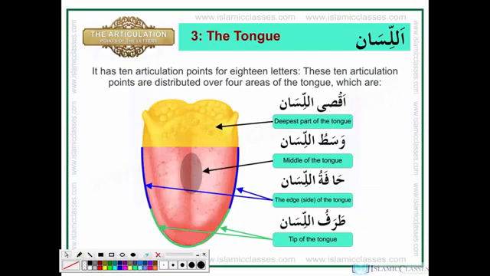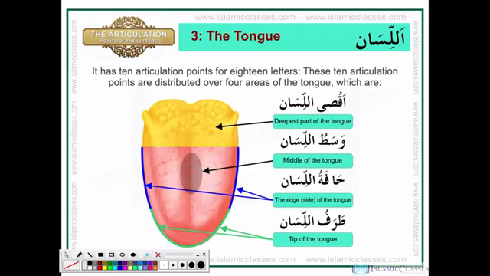So there is one image of the tongue, and the tongue we call in Arabic al-lisan. It is very important to know the different parts of the tongue, because if you don't know them, you cannot produce the sound of the Arabic letters. That's why it's very important to know the tongue places.